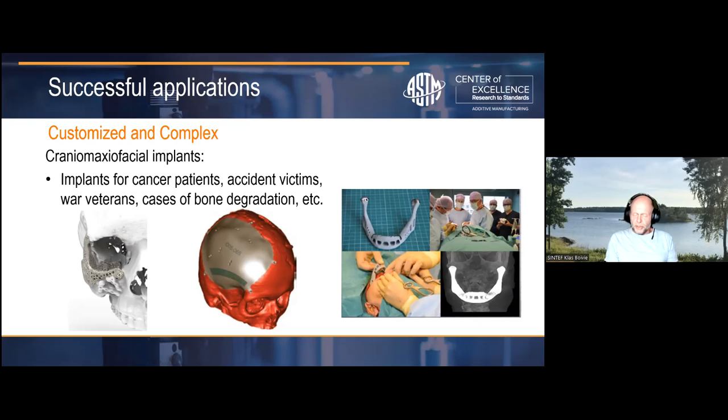It's a much better situation than the alternative, which would have been that she would be living without a jawbone. That means she would never be able to speak or eat by herself again. So this was a very successful case, showing a little bit how useful additive manufacturing can be and what benefits it can bring to individual people.